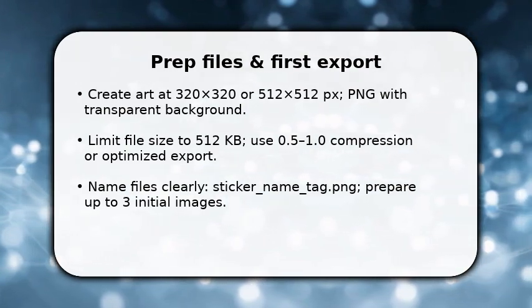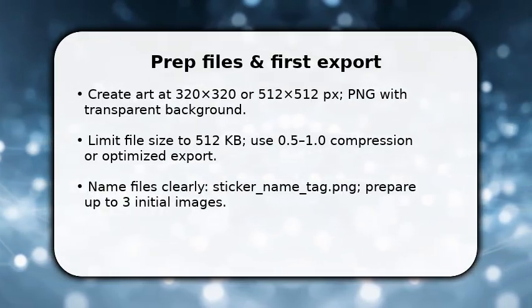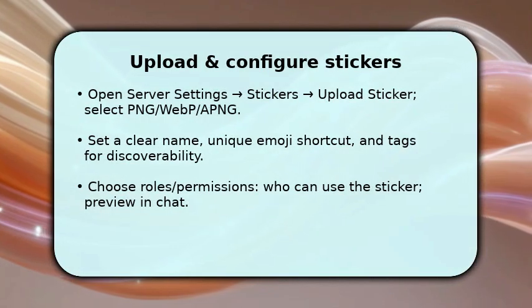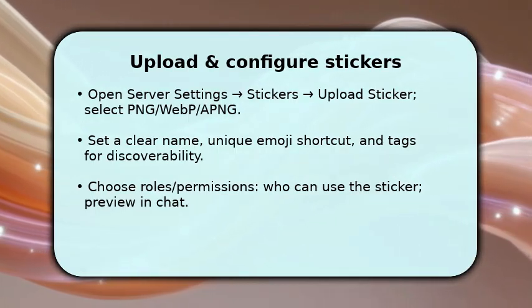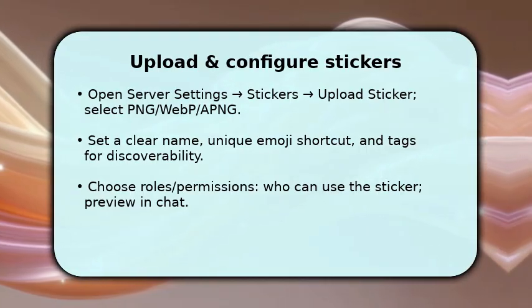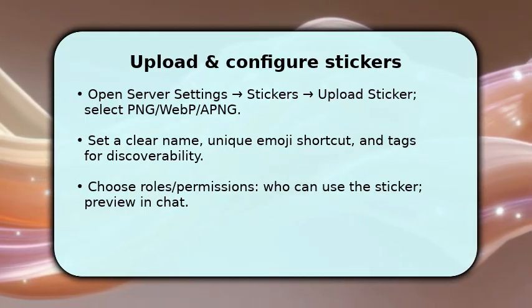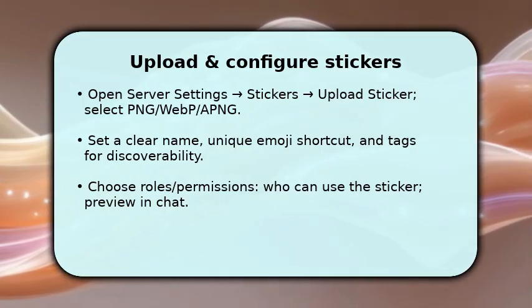Now open Discord and go to your server settings to begin creating a sticker pack. This gets you straight into the creation workflow. You upload each prepared PNG via Server Settings > Stickers > Upload Sticker, and pick PNG, WebP, or APNG depending on animation. For each entry, set a clear display name and assign an emoji shortcut so people can type it quickly. Tags help internal search.